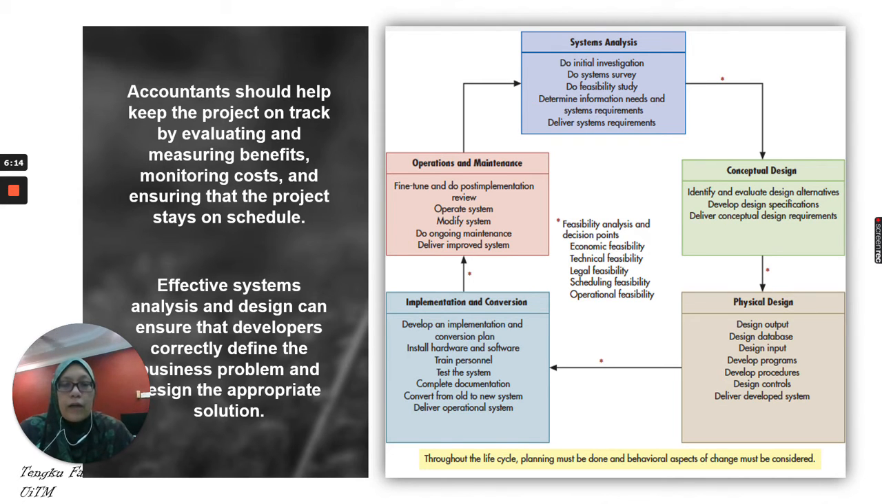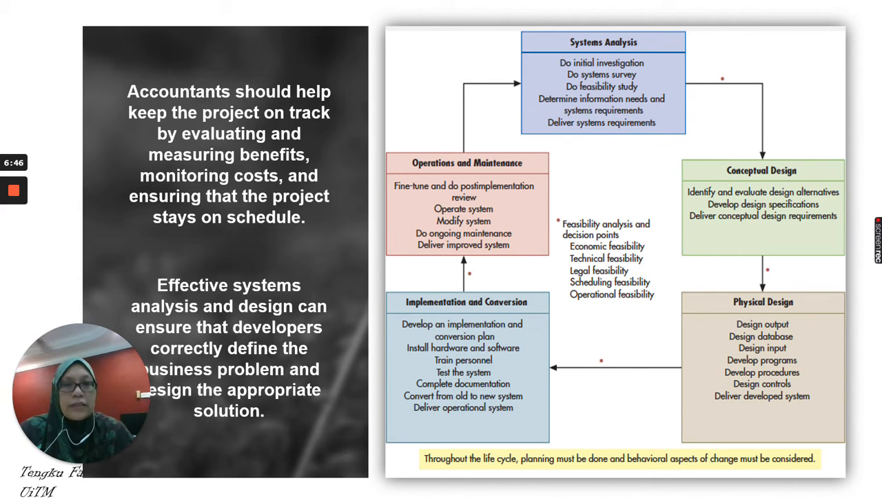Okay, so if you remember that in chapter 20 we discussed who are involved, the participants involved in the project team, the project developers. Part of them is the accountants. In the development process, the accountant can help keep the project on track by evaluating and measuring the benefits and also the cost.